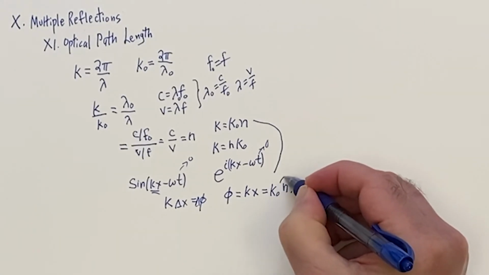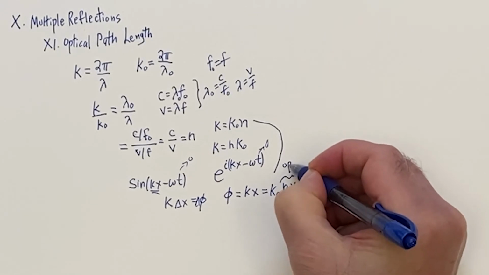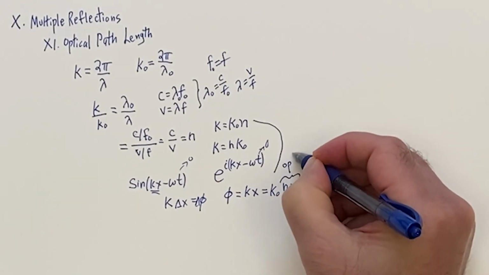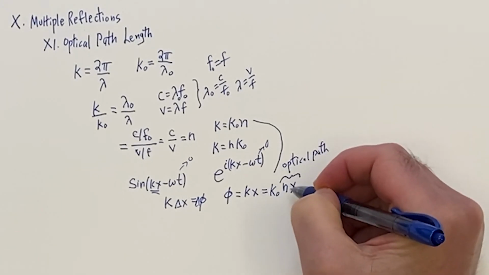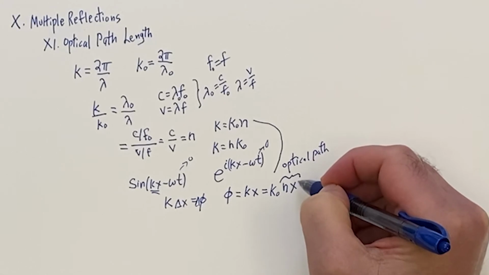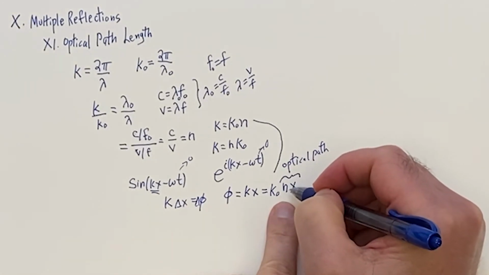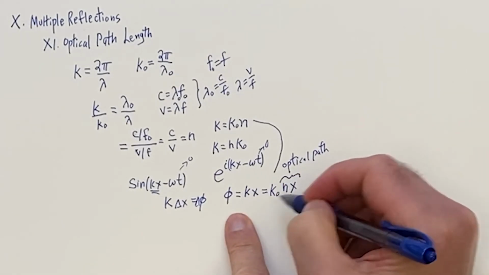So this is the key thing, because that can be considered your effective, well, it's your optical path length. In vacuum, it's the same as your geometric length x, but in glass or some medium where n is not 1, then this is the optical path length. So that's kind of neat to just see that.